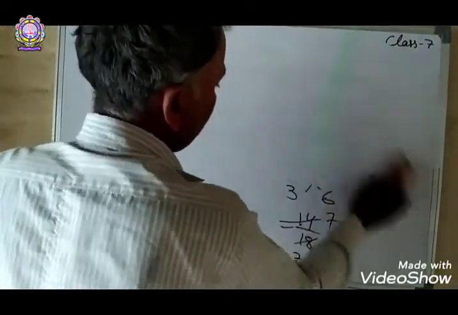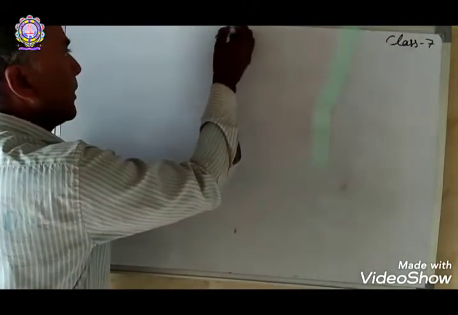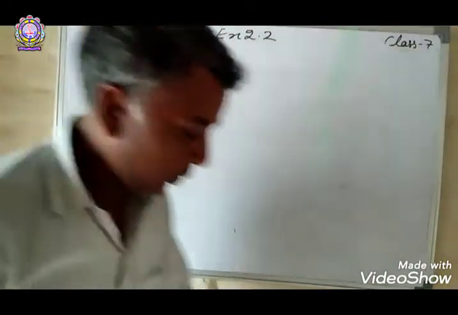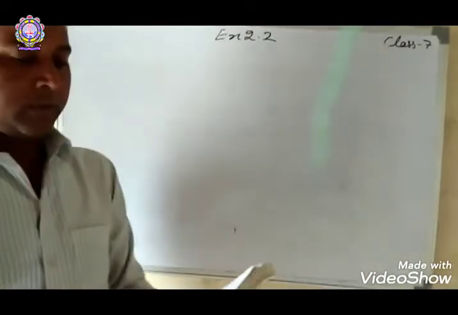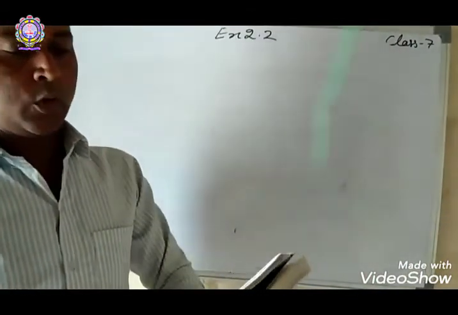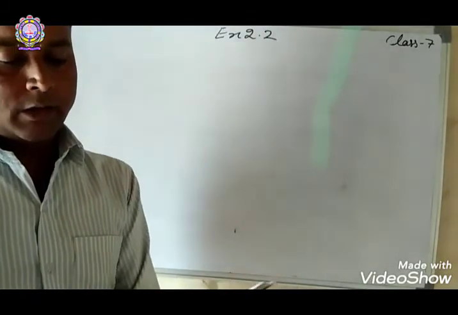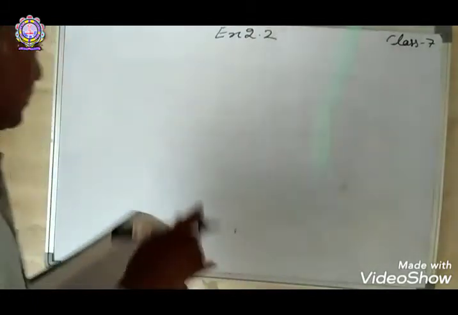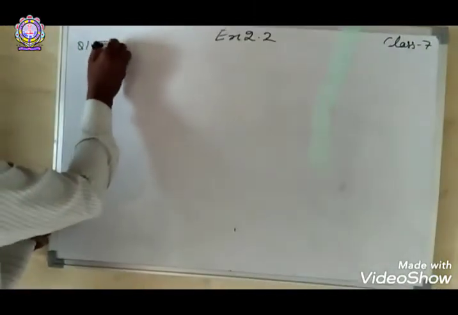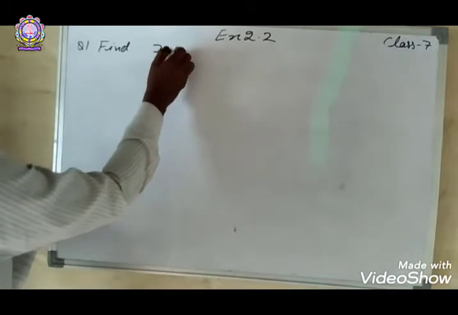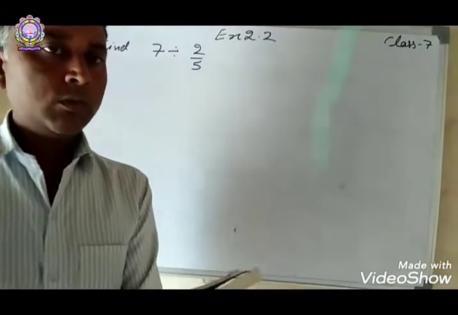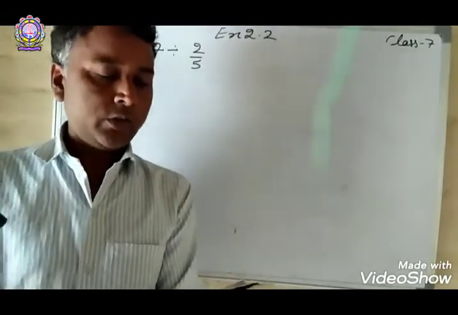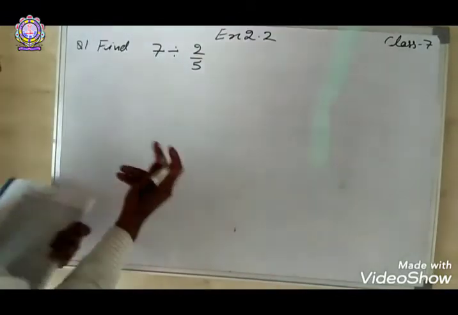Next exercise, that is Exercise 2.2. Here, the questions say: divide, reduce the quotient to lowest form and convert into a mixed number if needed. First, question number one: find 7 divided by 2 upon 5. Remember the question and answer according to the question. First, divide. Okay, let us divide.